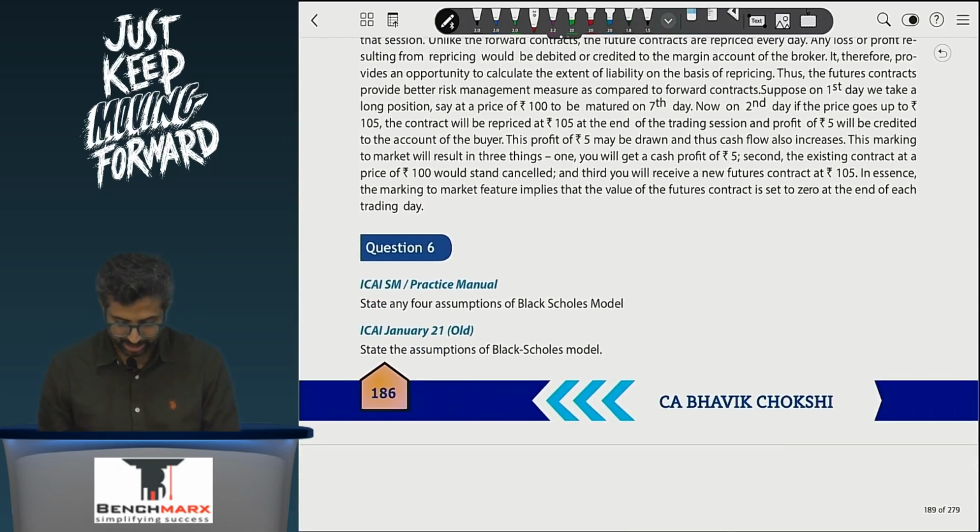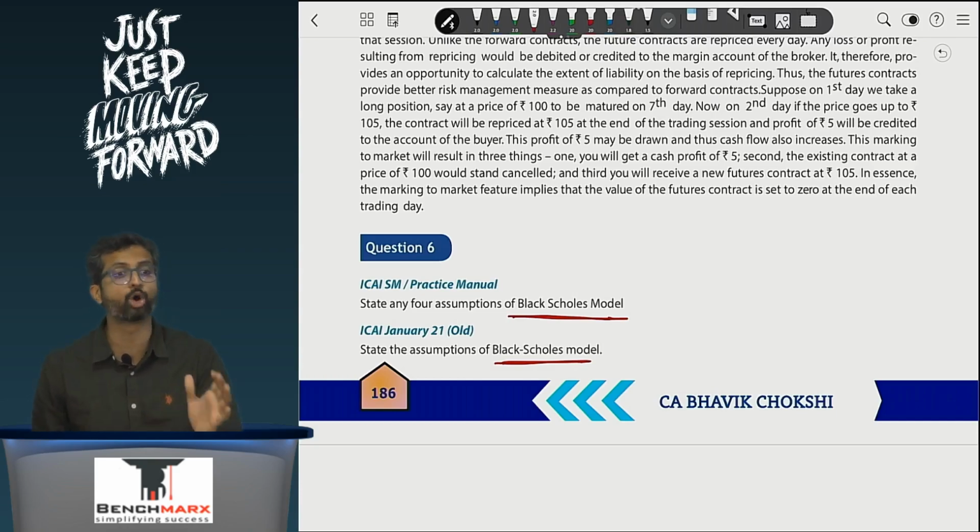Okay, next you have four assumptions of the Black-Scholes model. Now this is again a model that will be used for the purpose of pricing option contracts.